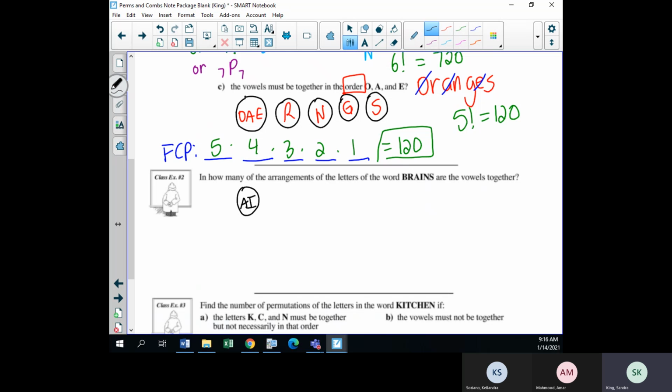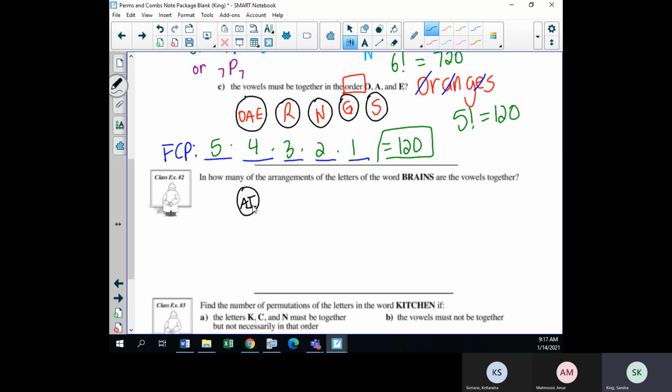Now, the wording is important, and the wording is what's going to get some of you. The first one said the vowels have to be in this order, right? So there's only one disc with O, A, and E. This one says how many different arrangements of the letters brains where the vowels are together. So I wrote AI. There could be one other disc. Do you guys know what it would be? IA, because it didn't specify.